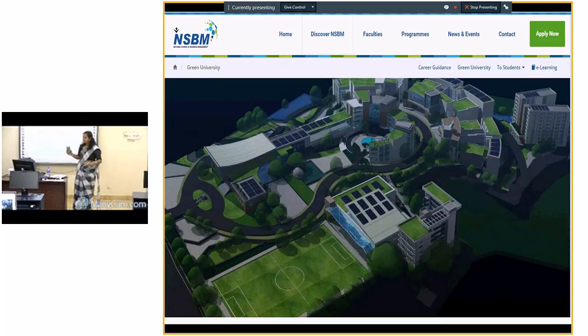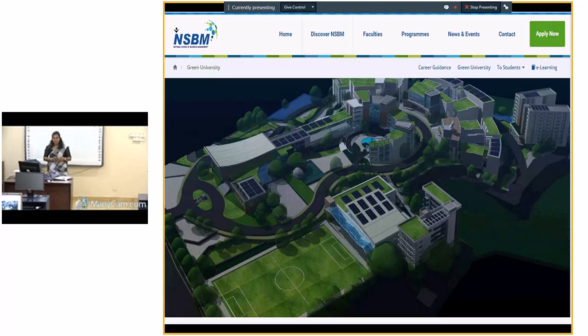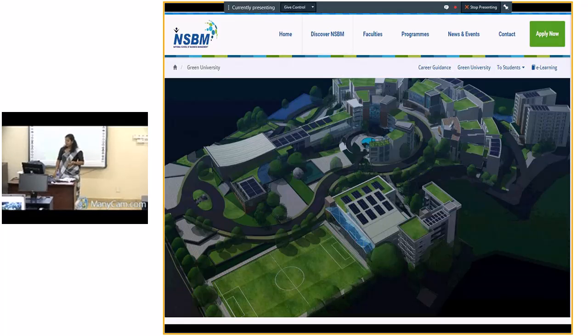Yes, NSBM, that is the Green University newly launched, I think around 30th September, before last week. At the end of September, they have gone for the Green University concept. That's the first university that they have started with green concepts, because with these sustainability concepts, they might think, yes, we have to go for this.